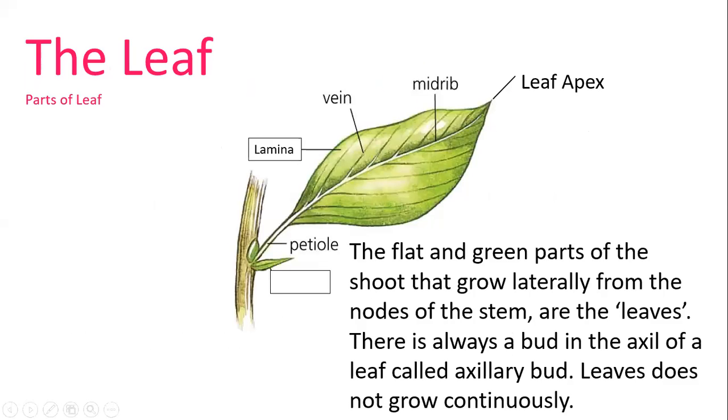The leaf. Parts of a leaf: lamina, vein, midrib, leaf apex, and petiole. The flat and green parts of the shoot that grow laterally from the nodes of the stem are the leaves. There is always a bud in the axil of the leaf called axillary bud. Leaves do not grow continuously.